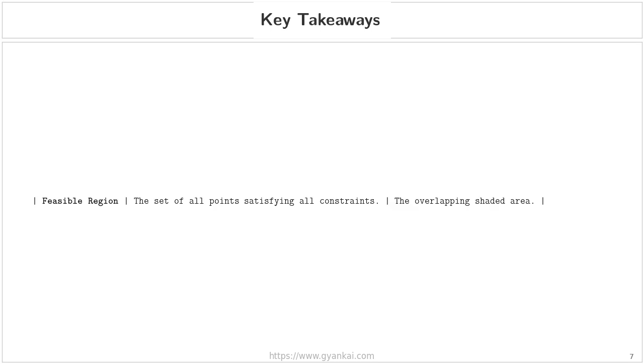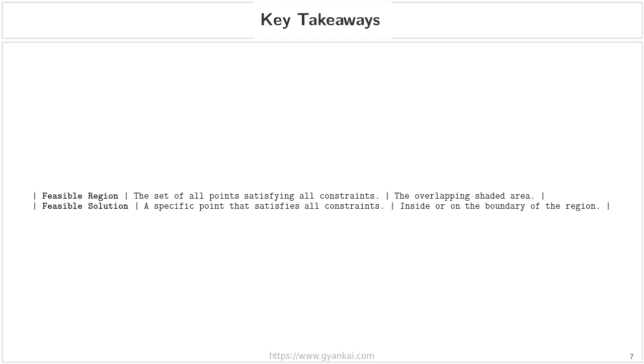First, let's review the feasible region. As we discussed when we were graphing those inequalities, the feasible region is simply the set of all points that satisfy every single constraint we've been given. Visually, if you are looking at your graph, it is that specific overlapping shaded area where all your constraints meet.